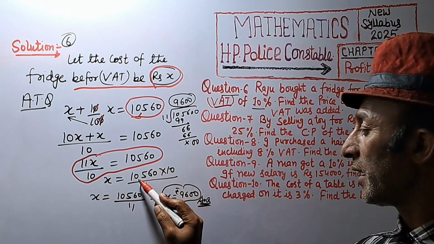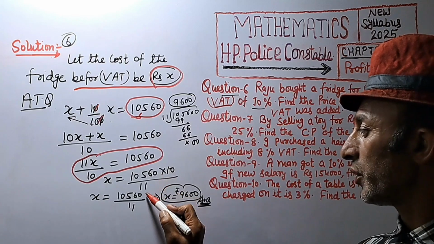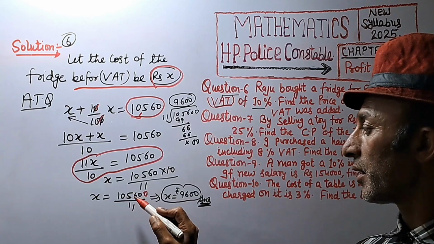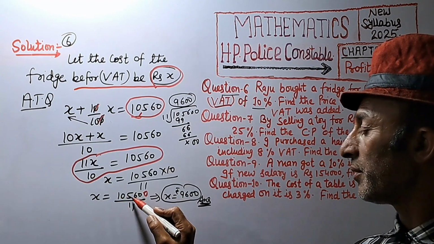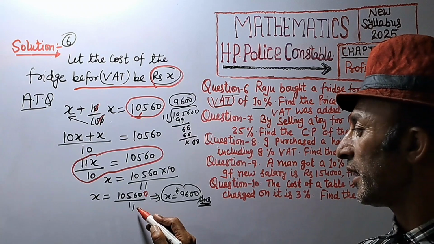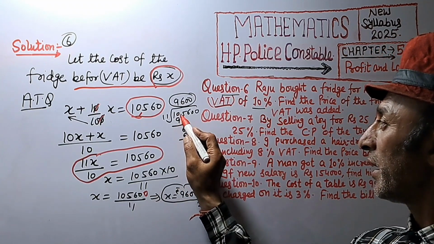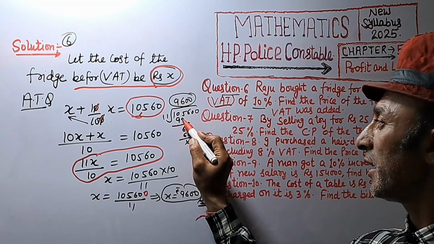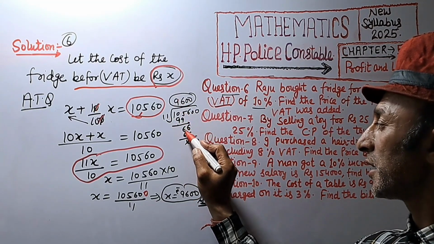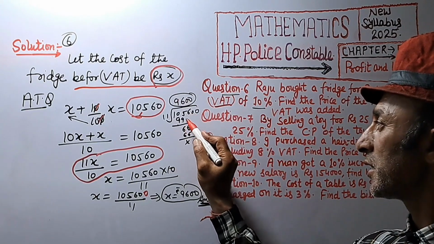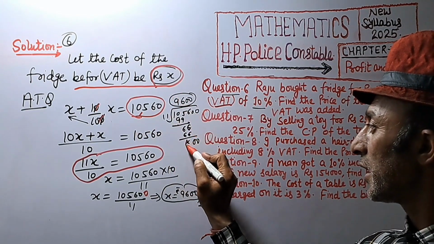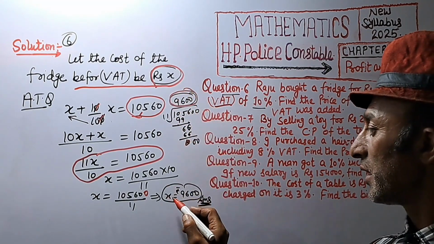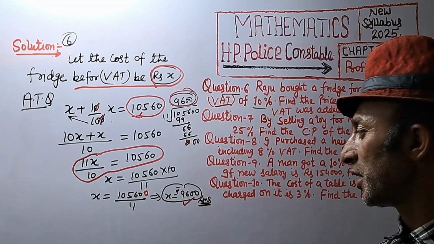10 multiplied by 10,560, so we get 1,05,600 divided by 11. 11 nines are 99 and 15 minus 9 is 6, and 6 as it is, 66. So 11 6s are 66, that is 0, double 0 is here. So we get 9600 rupees. X is equal to rupees 9600. Answer.